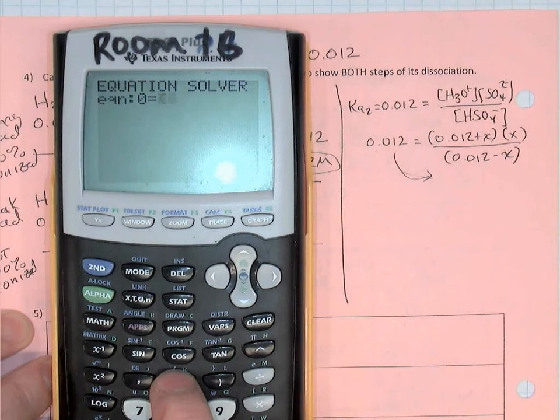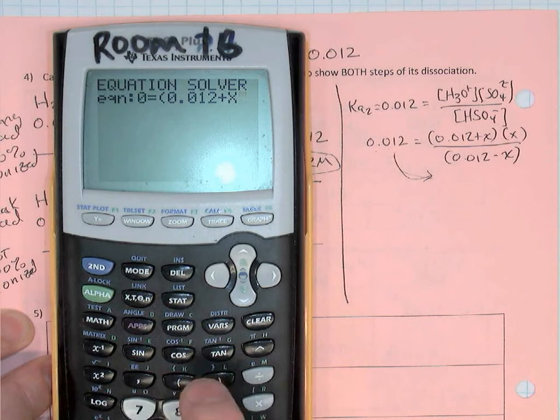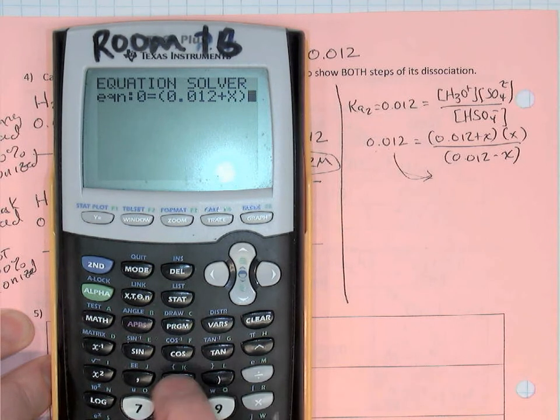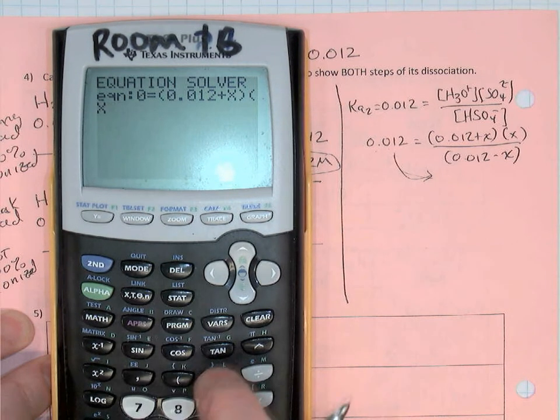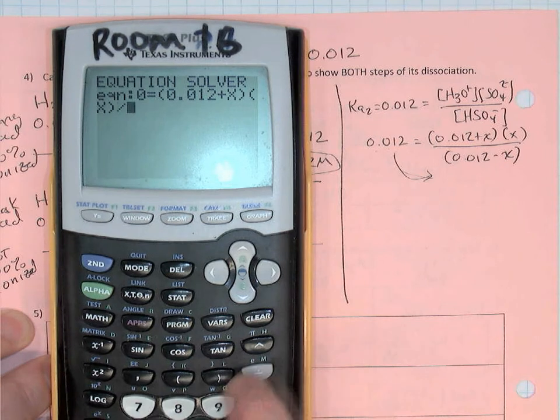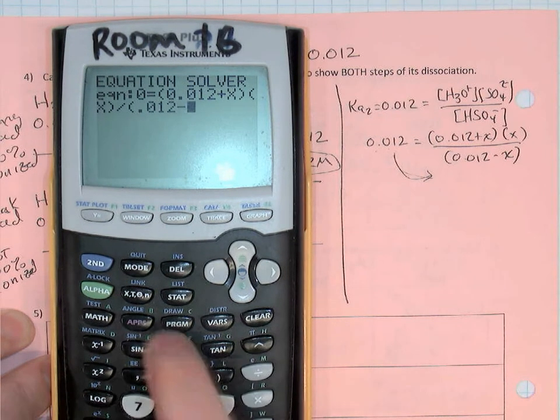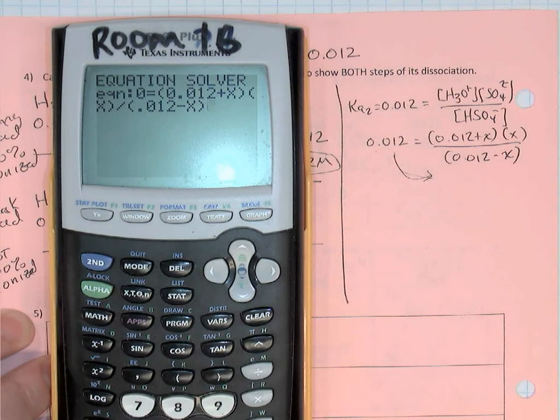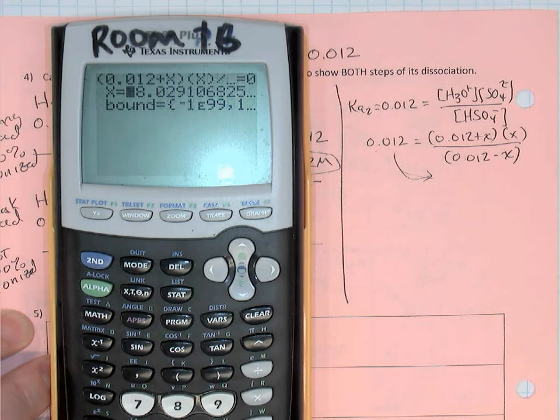So using brackets, let's type in our equation: 0.012 plus X, close that bracket, times another X in brackets, and then divide by another bracket, 0.012 take away X, and close that bracket. And now don't forget to subtract the 0.012 Ka value. There we go, there's the equation, press enter.